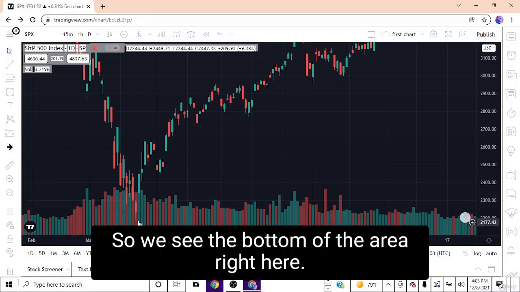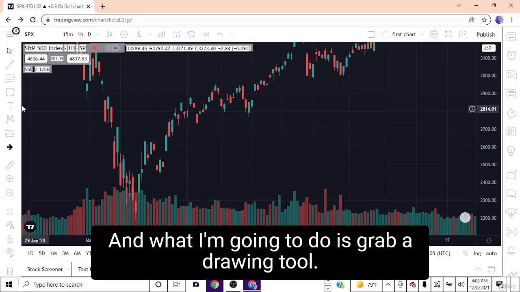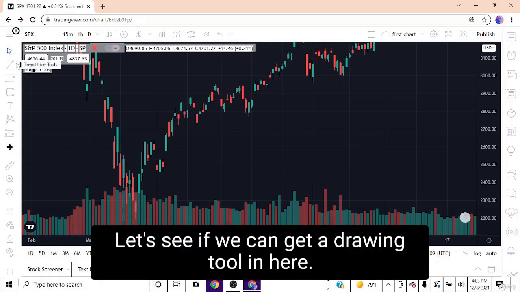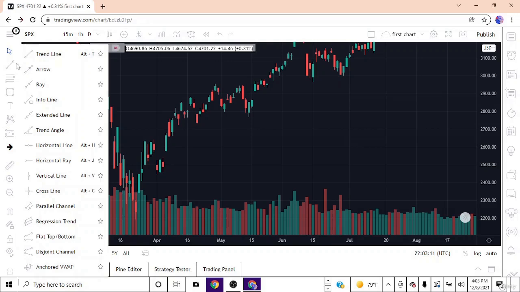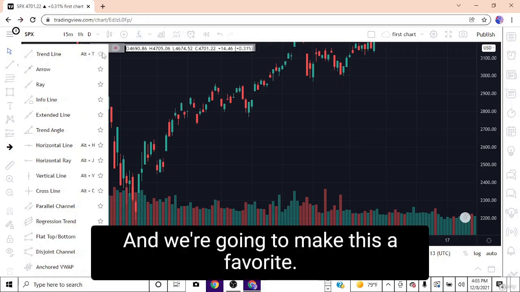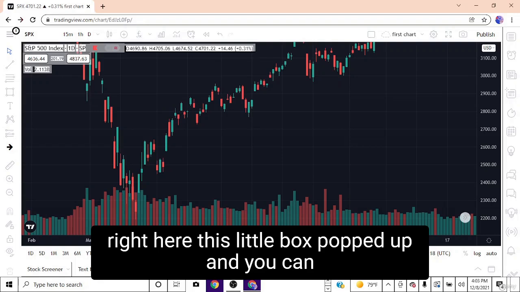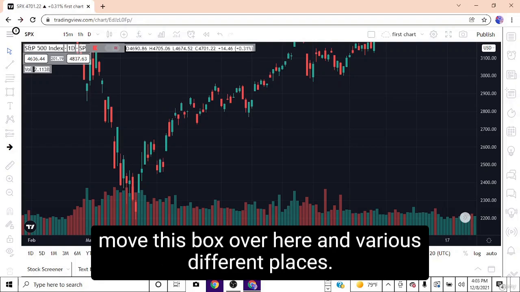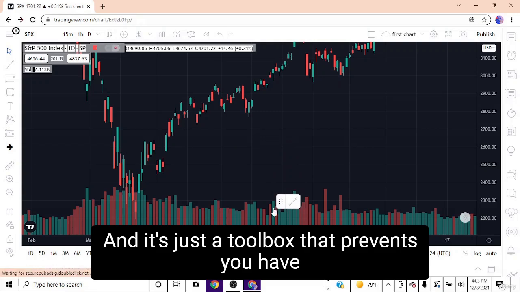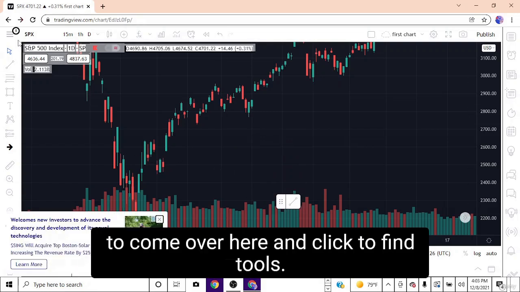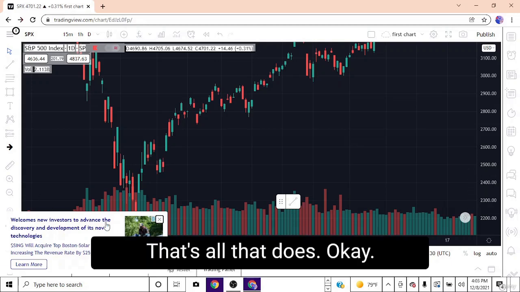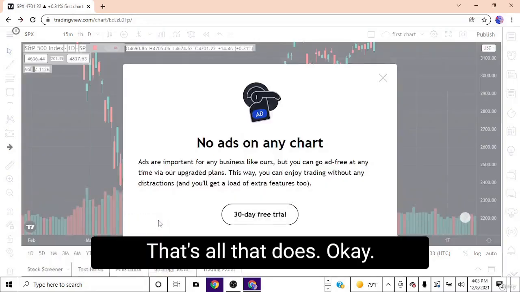So we see the bottom of the area right here, and what I'm going to do is grab a drawing tool. Let's see if we can get a drawing tool in here. Okay, that's a trend line, and we're going to make this a favorite. So we're going to click right here, and you notice this little box popped up. You can move this box over here in various different places. It's just a toolbox that prevents you from having to come over here and click to find tools. That's all that does.